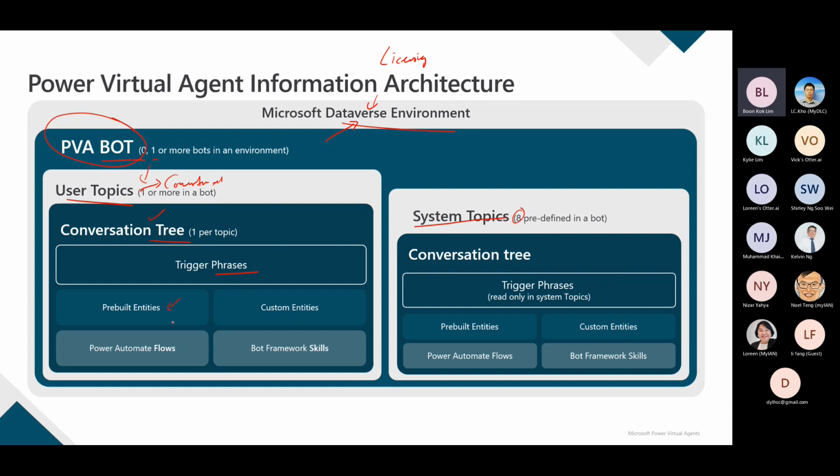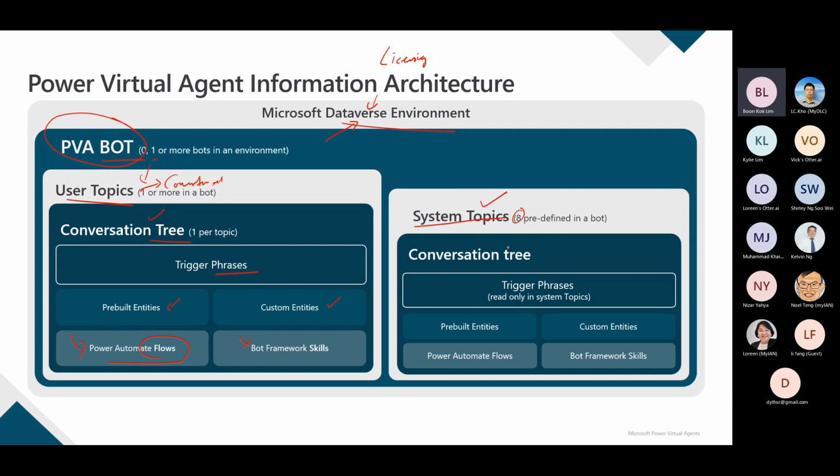Definitely, you have the entity. For example, you define the entity such as date, time, and so on. By default, they already preview date, time, postcode, and so on. You also can define your custom entity. You can integrate with the Power Automate flow, and of course, we can extend into your bot the framework skill. So basically, they have multiple skills that you can link, and so on here. All right. So obviously, this is from the user topic perspective. Similarly, this is the architecture for the system topic.